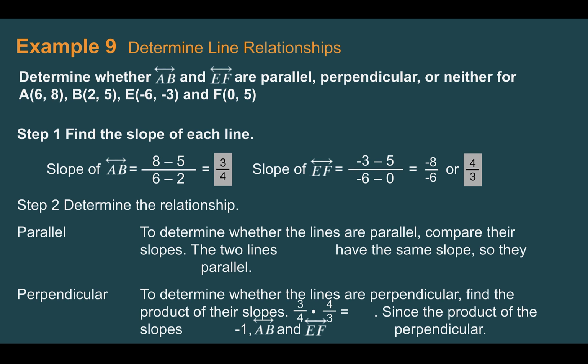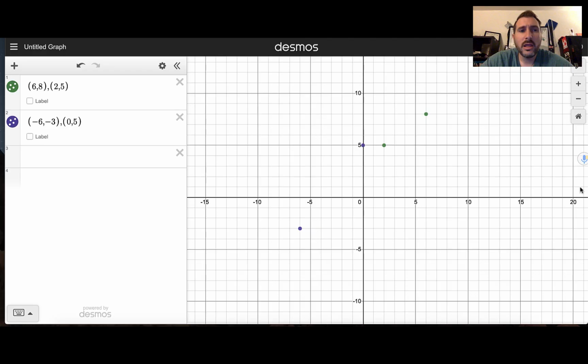So now let's see how they compare. Are they parallel? Well, these two lines do not have the same slope, so they are not parallel. Are they perpendicular? If we were to multiply these together, we get +1. Since the product is not -1, these are not perpendicular. So this would be neither. It's not parallel, it is not perpendicular.